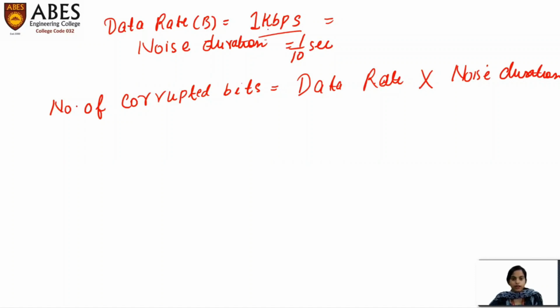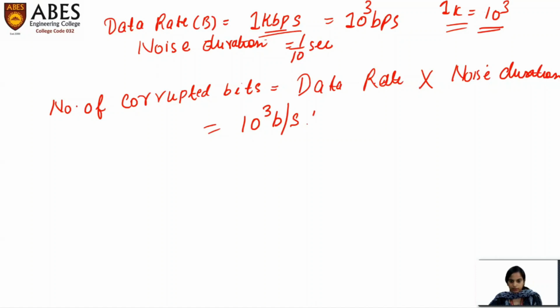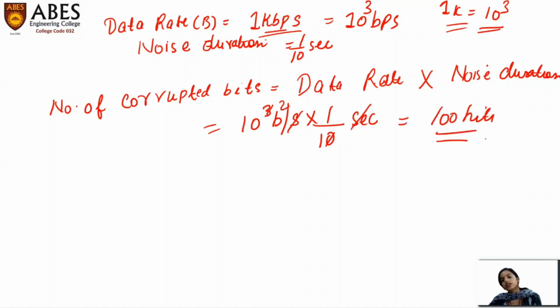First we'll convert it into bits per second, and we all know that 1k is equal to 10 to the power 3. So this becomes 10 to the power 3 bits per second. Just do the simple maths: this will cancel and this 0 will be cancelled. It means that 100 bits are changed. So we can say that the chances of burst error are high as compared to single bit error.